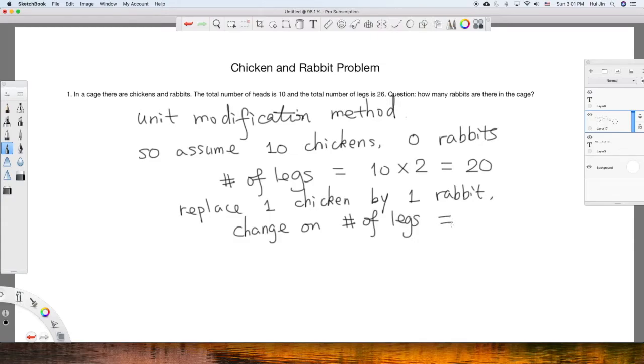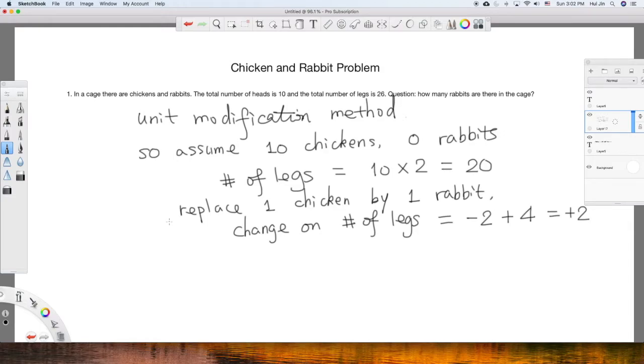We take out one chicken, so we take out 2 legs. We put in one rabbit, so we put in 4 legs. So that change is a plus 2. We're adding 2 legs. Of course, that complies with our understanding. Our guess is we need some more rabbits there. But replacing one chicken by one rabbit increases the number of legs by 2. Remember that replacing 2 makes the total number of legs 22. It still has not reached 26.